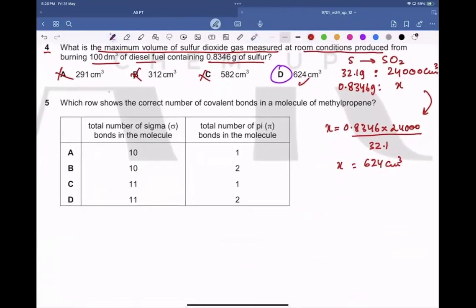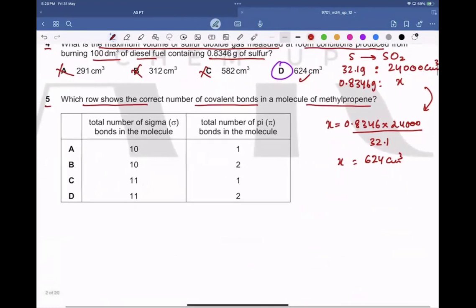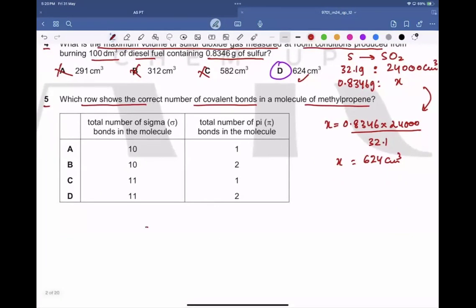Now, question: which row shows the correct number of covalent bonds in a molecule of methylpropene? So see, methylpropene. Prop means 3 carbon, right? And it's a methylpropene. So 1, 2, 3 are double bond because of ene, and methyl. So there must be a carbon over here. So this carbon has 3 bonds. This carbon has a further 3 bonds. The carbon in the center has all 4 bonds, and the carbon on the right has 2 bonds.